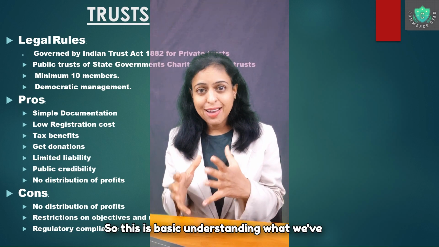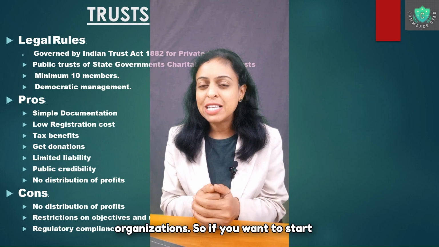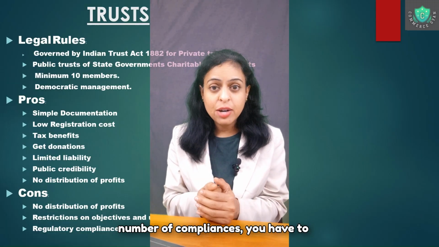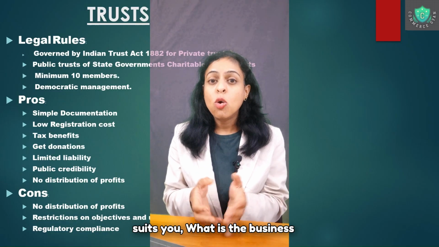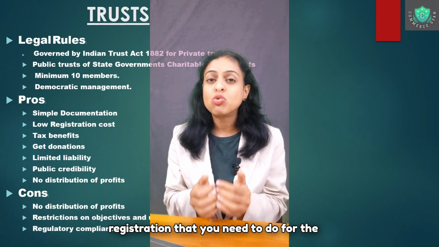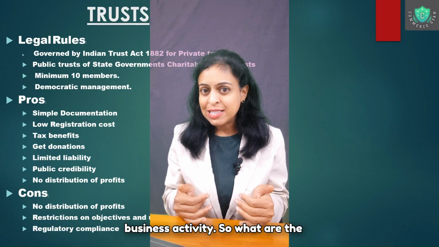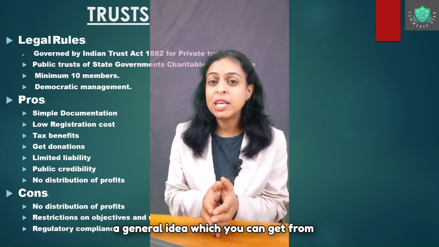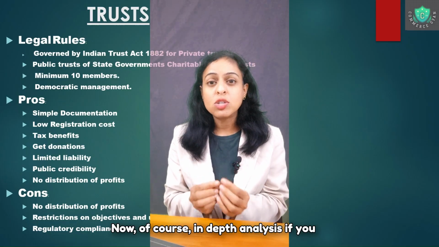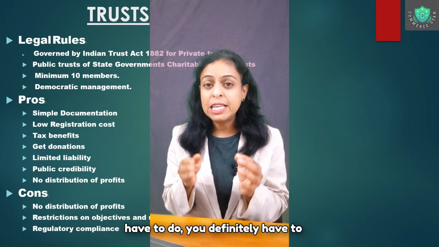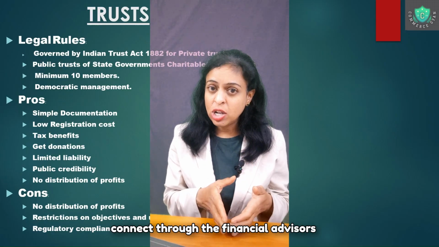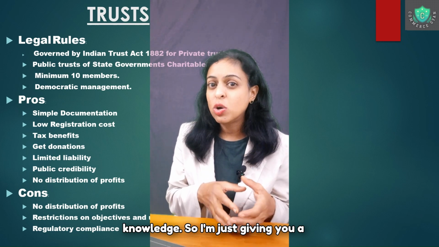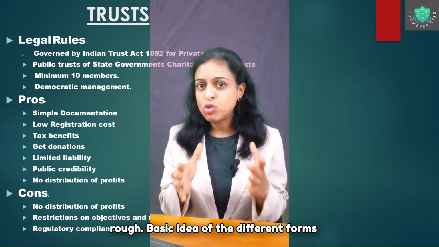So this is the basic understanding that we've built about different forms of organizations. If you want to start a business, you have to do a number of compliances. You have to understand what type of business activity suits you, what business registration you need for the business activity, and what compliances are associated with different forms of organizations. So it's a general idea which you can get from this video. Of course, for an in-depth analysis, you definitely have to connect with financial advisors. Otherwise, you will not get in-depth knowledge. I'm just giving you a rough, basic idea of the different forms of organization.